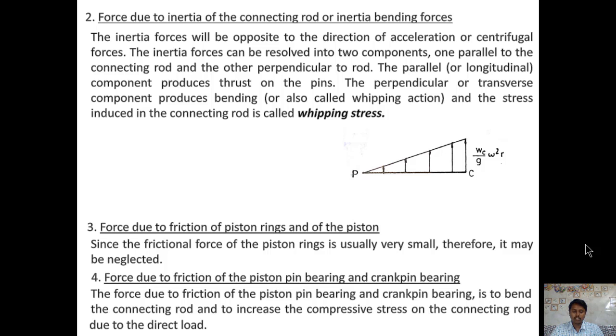Then the third and fourth forces are due to friction of the piston rings and of the piston. This is usually very small, and for this course it is not necessary. Similarly, the force due to friction of the piston pin bearing and crank pin bearing is also comparatively less, and it increases the compressive stress on the connecting rod. Still, we are not considering it in this course. Compared to the first two forces, the third and fourth are small.